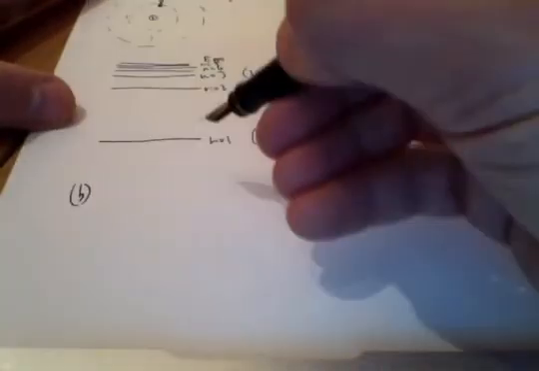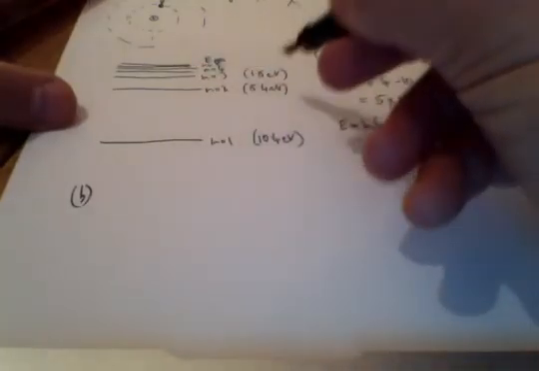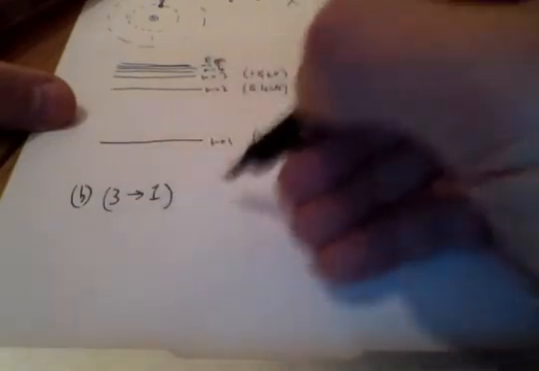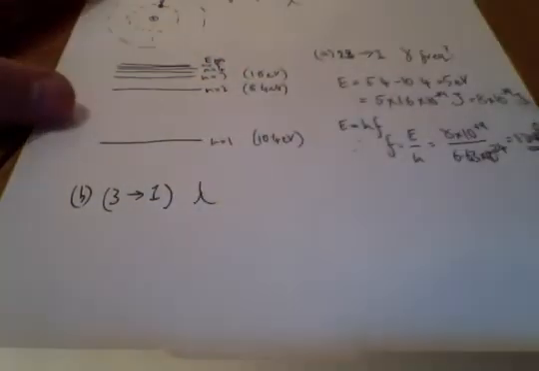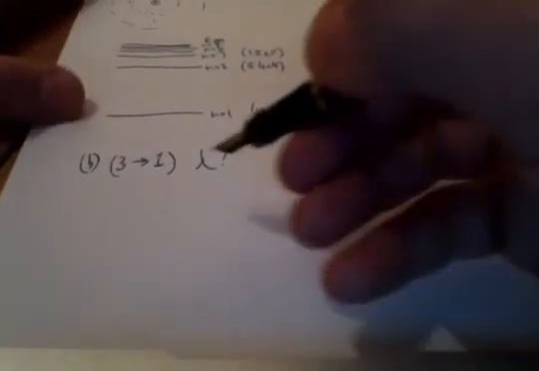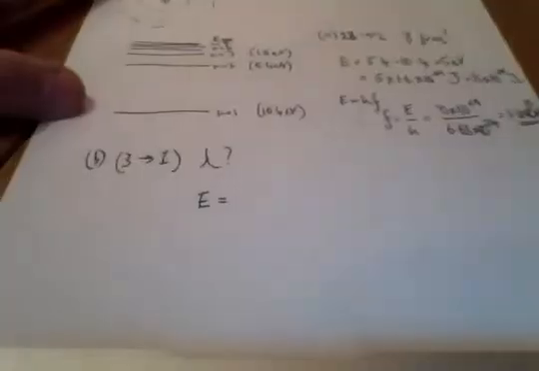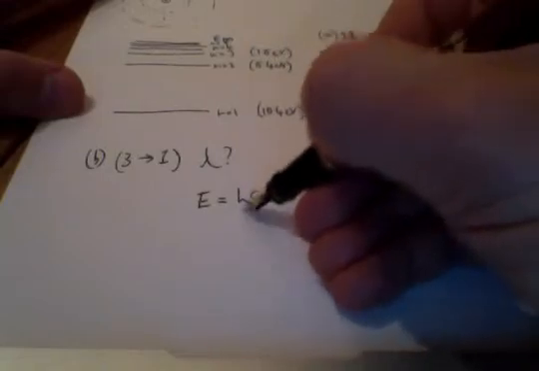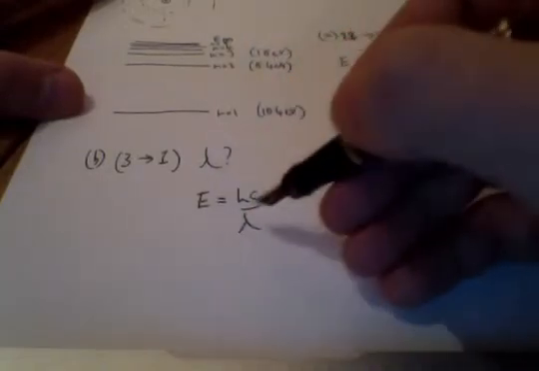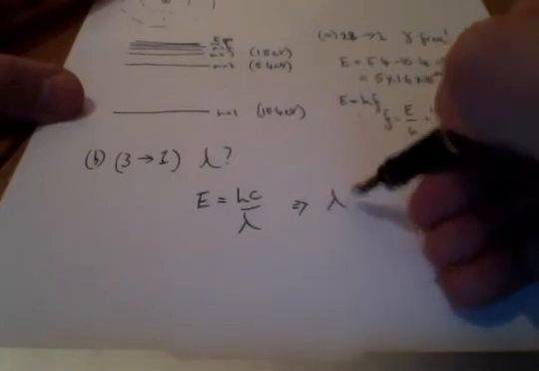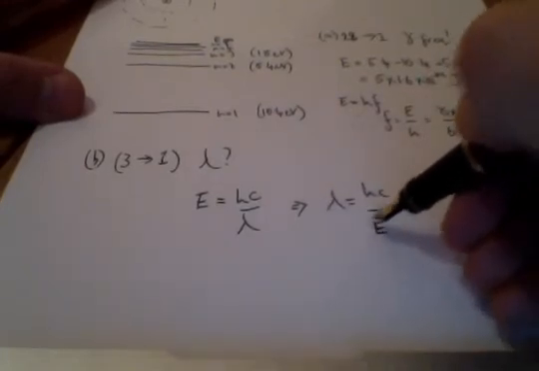Okay, second point. What happens if we were moving from 3 to 1? And therefore, what's the wavelength associated with that transition? If you think you know, hit pause. Otherwise, here comes the answer. Very simply, the energy is going to be equal to hc over lambda, another variation of our equation. So therefore, the wavelength is hc over the energy difference, the difference in moving between the two.